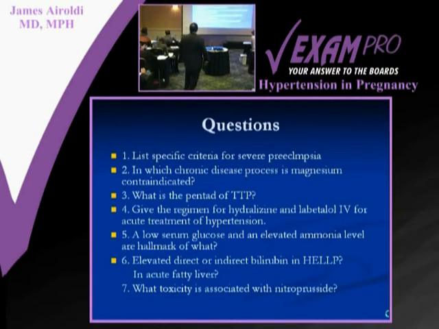A low serum glucose and an elevated ammonia level is a hallmark of what disorder? Fatty liver. Elevated direct or indirect with HELLP? Indirect. With fatty liver, indirect or direct? Very good. And what toxicity do we see with nitroprusside? Cyanide. Thank you, guys. I wish you all the very best.